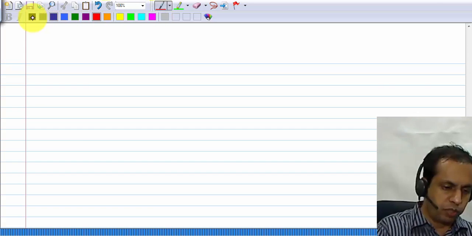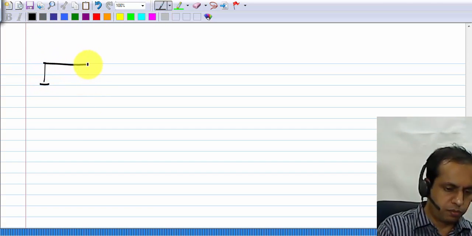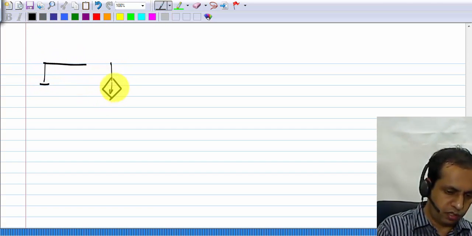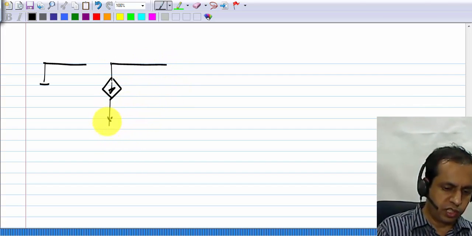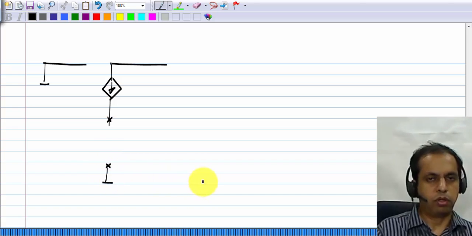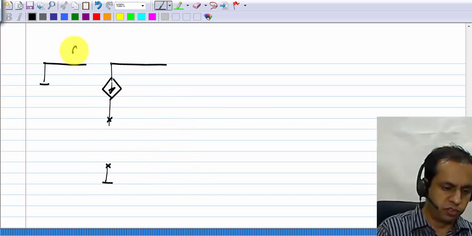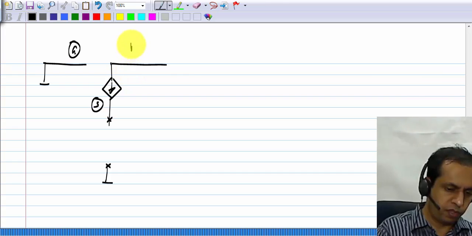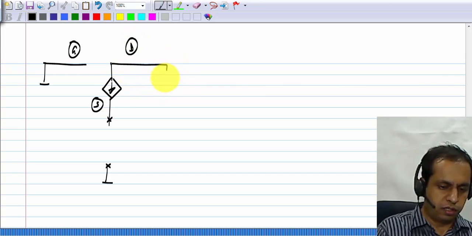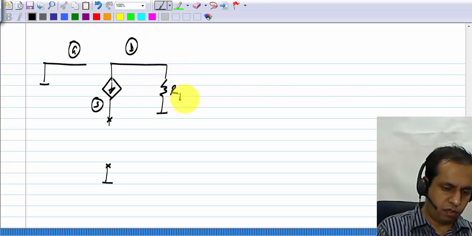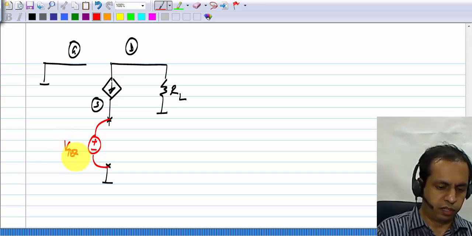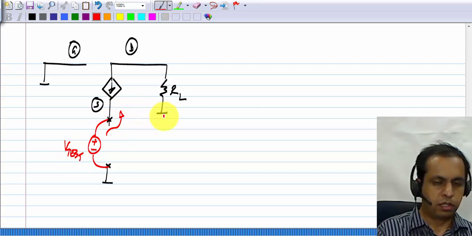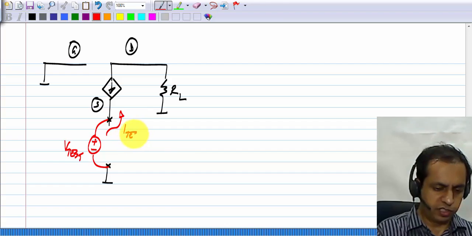Now what about the input and output resistances? The input source is connected between this point and ground. So that's where we connect the input source, and I will evaluate the input resistance by applying a voltage V test and measuring the current I test.